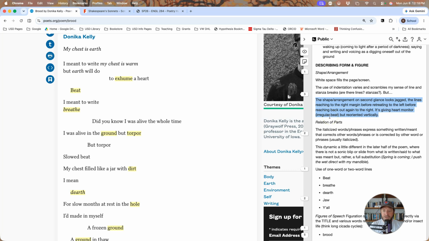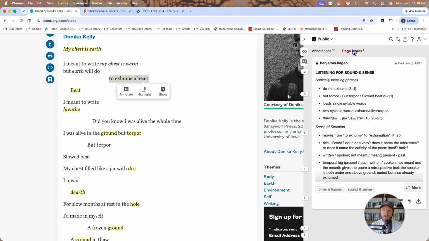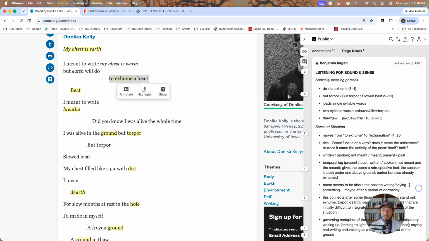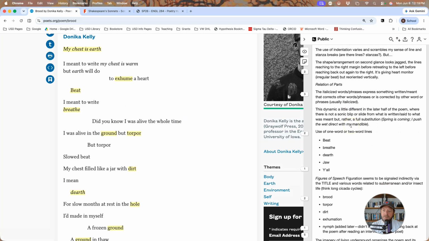The lines reaching to the right margin, starting with line one on the left margin, getting over here to line four, moving back by line five, moving back to the right margin here. Sorry, I clicked away from this for a second. You get a sense of a kind of jaggedness, the lines reaching toward the right margin, retreating from the left margin before returning back.